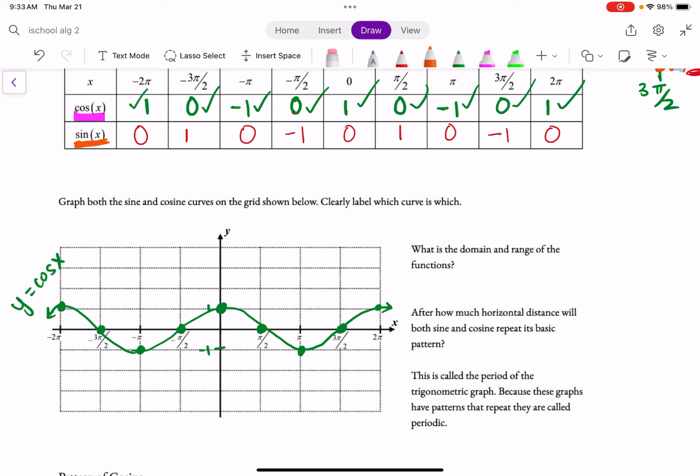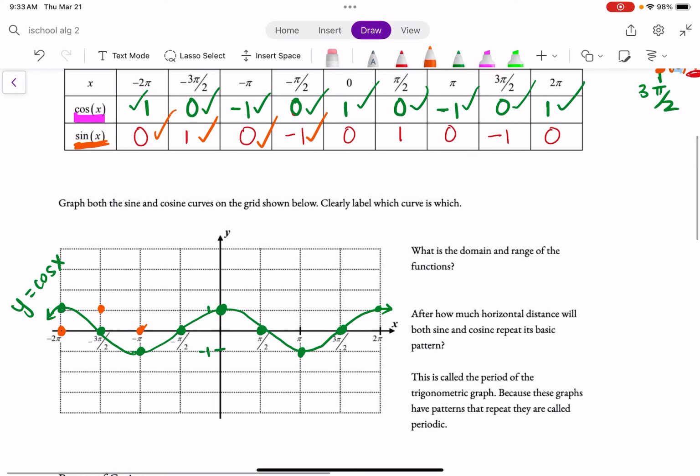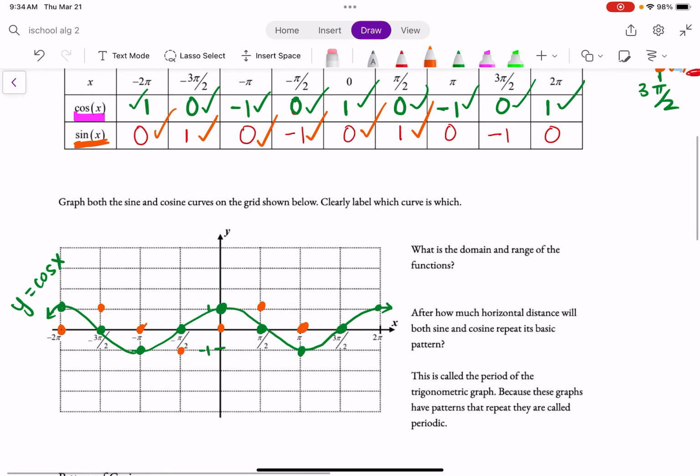So at negative 2 pi, the y was 0. At negative 3 pi over 2, it was 1. At negative pi, it's 0. At negative pi over 2, it's negative 1. At 0, it's 0. At pi over 2, it's 1. At pi, it's 0. At 3 pi over 2, it's negative 1. And at 2 pi, it's 0.